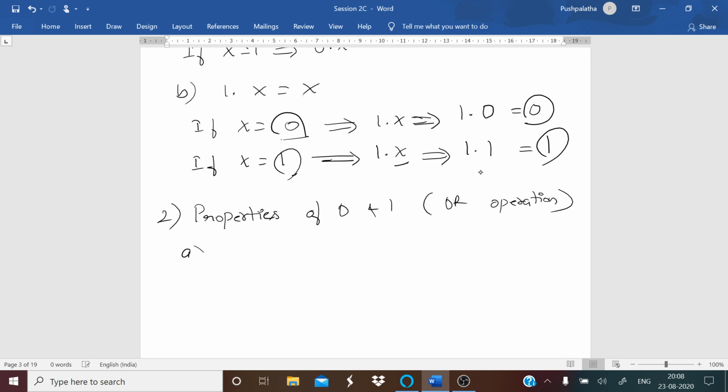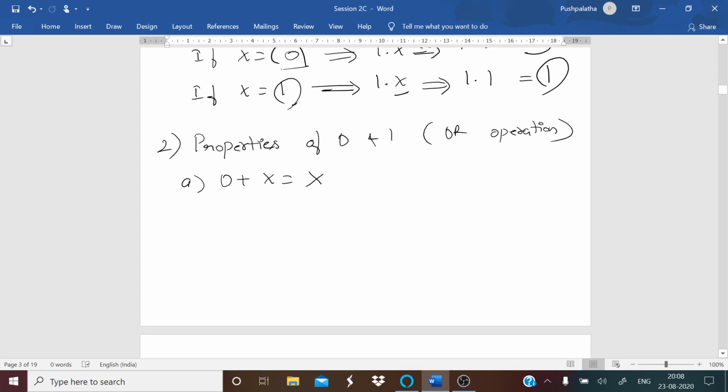So what is the first statement you have? 0 plus x equals x, or x plus 0 equals x. Now the proof: if x equals 0, then 0 plus x becomes 0 plus, in the place of x, what is the value of x? 0. So you substitute 0. 0 plus 0 is 0. So is it the same?